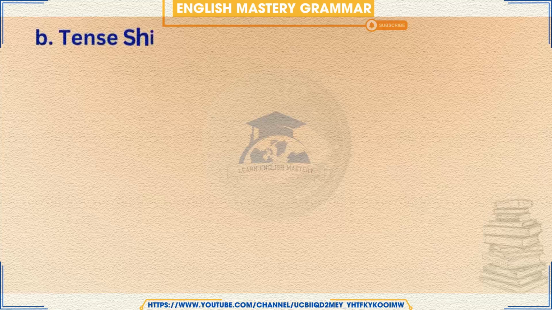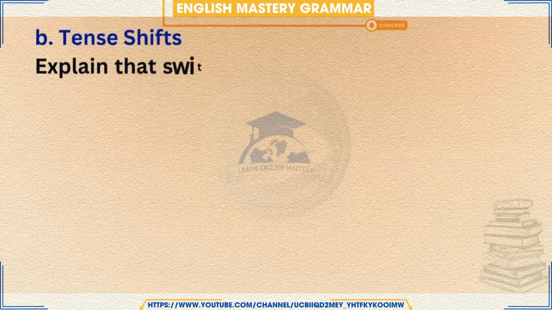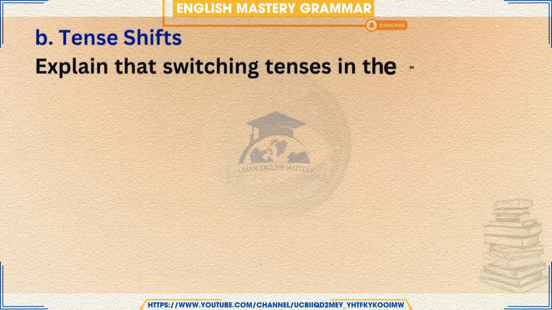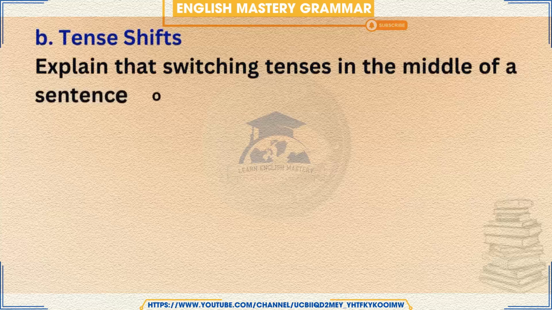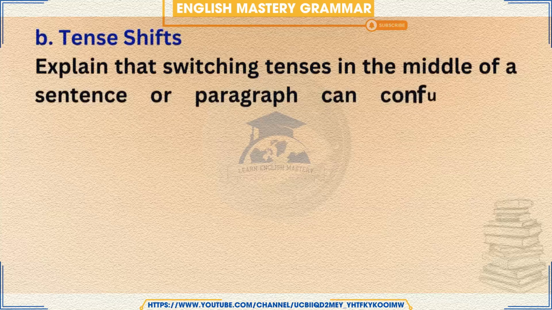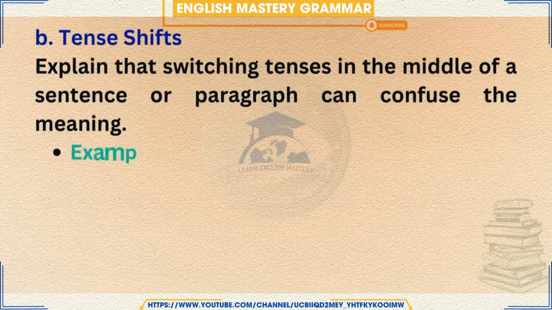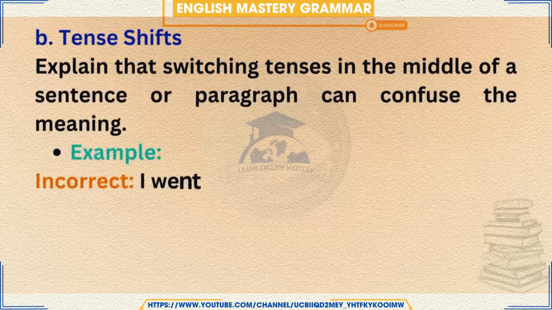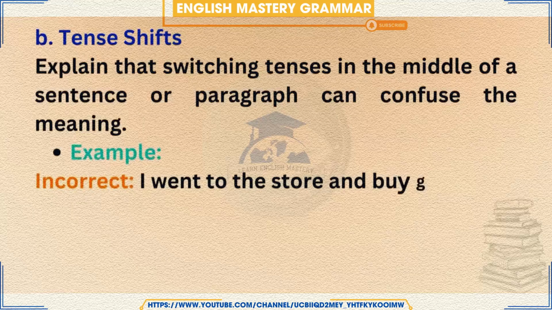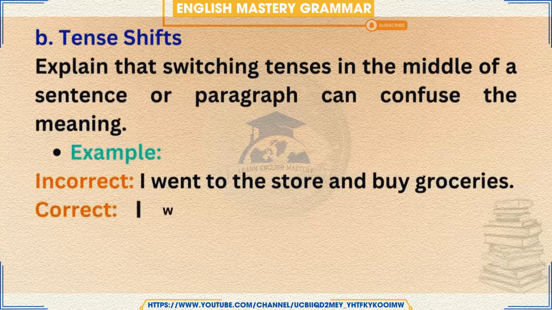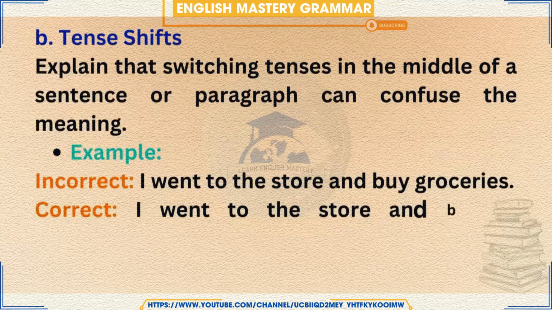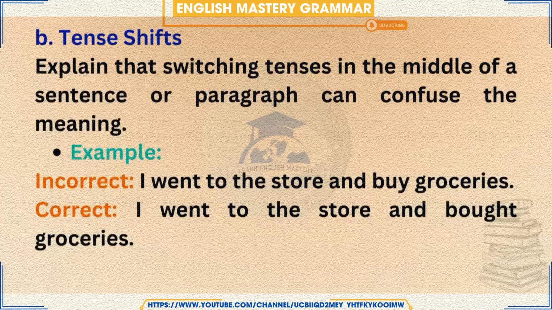B. Tense shifts. Explain that switching tenses in the middle of a sentence or paragraph can confuse the meaning. Example: incorrect, I went to the store and buy groceries. Correct, I went to the store and bought groceries.